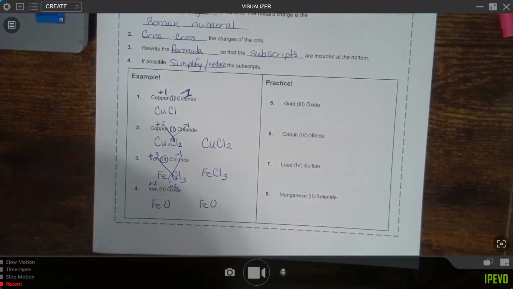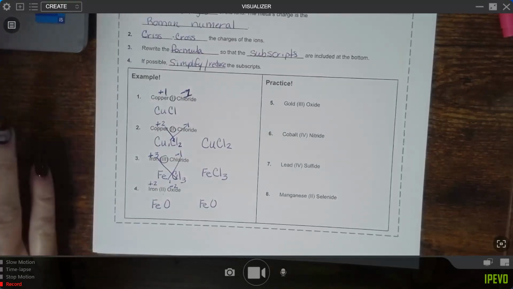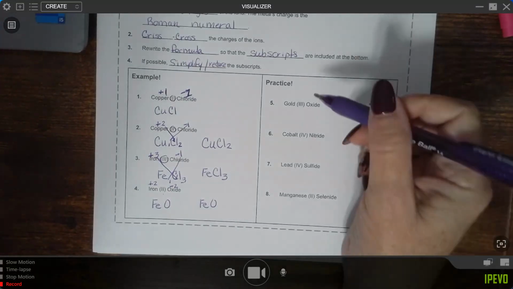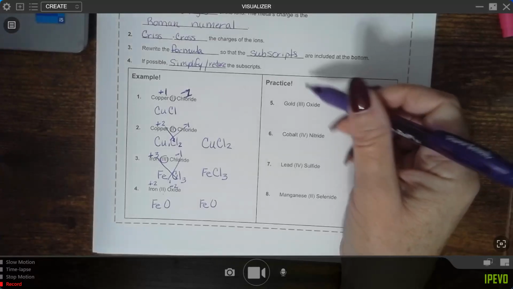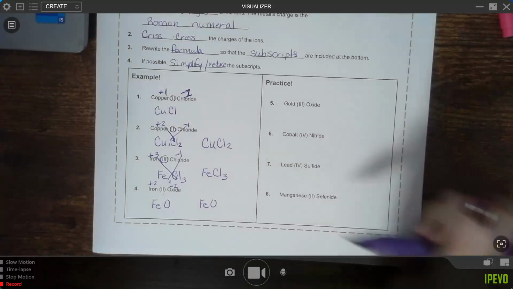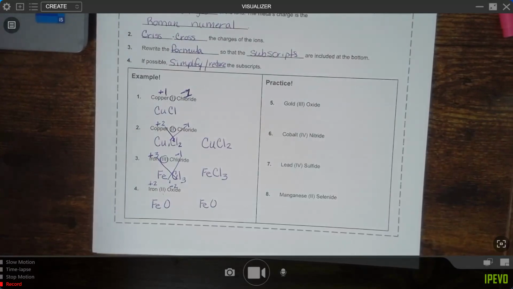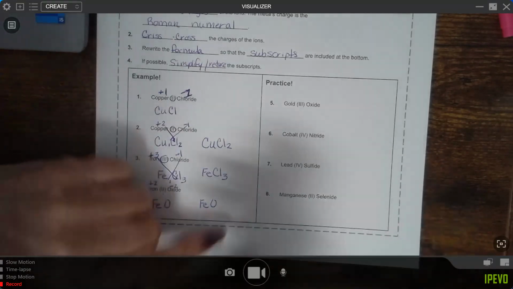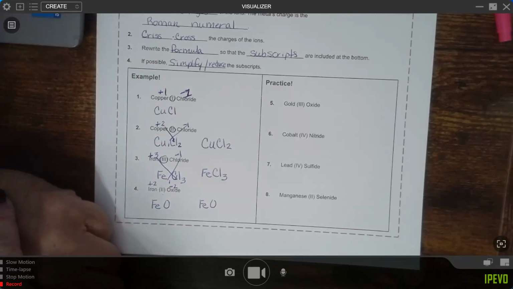If you're watching this video at home because you missed class or you're going back to make up some stuff that you missed, turn the video off and try these 4 in the practice column. Turn the video off, practice, and then come back when you're done, and we'll look at what the formulas are.